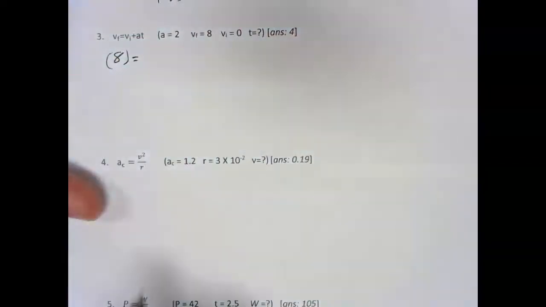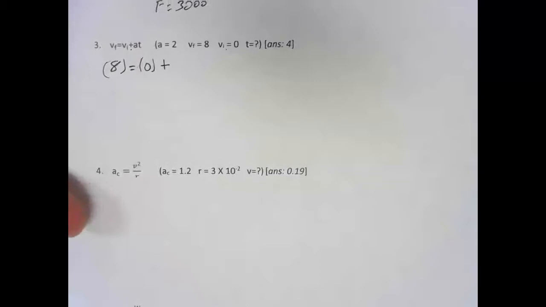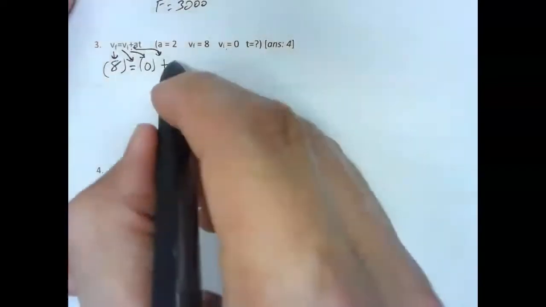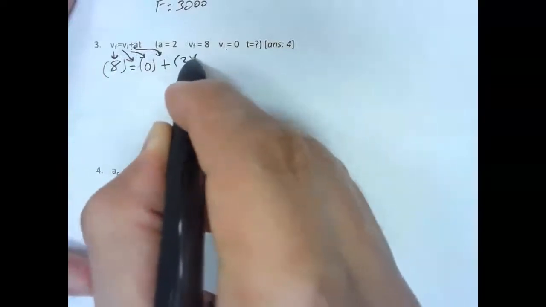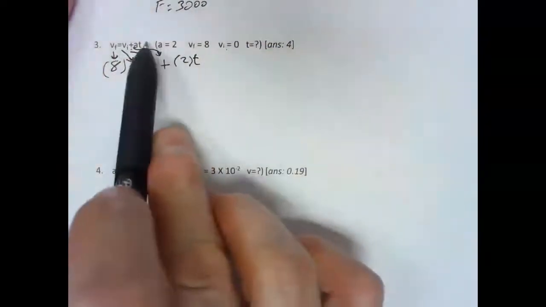VF is 8, VI is 0, plus is part of the equation, so it needs to come down. That's another good thing to know with algebra. Make sure you got good algebra mechanics. Make sure that you can follow every single thing in this equation down to the next line, including the equal sign. Some people forget the equal sign. The VI comes down to the next line. The plus comes down to the next line. And then A is 2. That came down, right? I can follow it down. And the T is going to go in right there. That's what we're solving for.